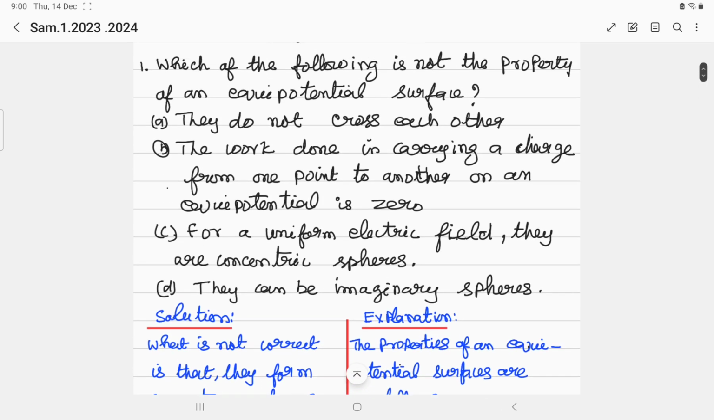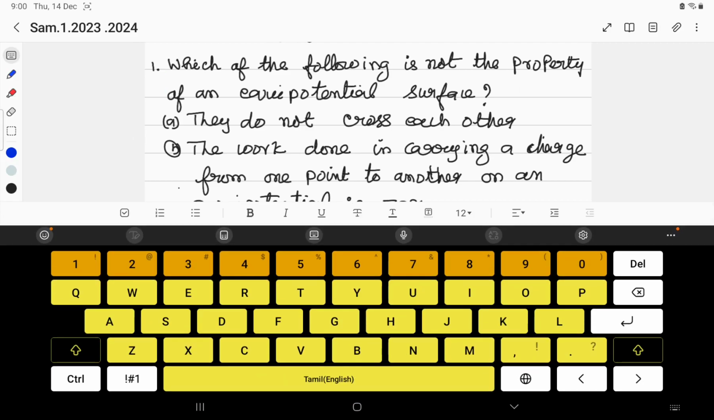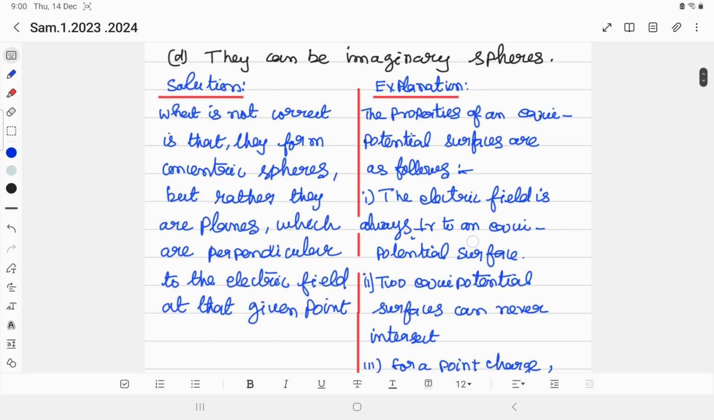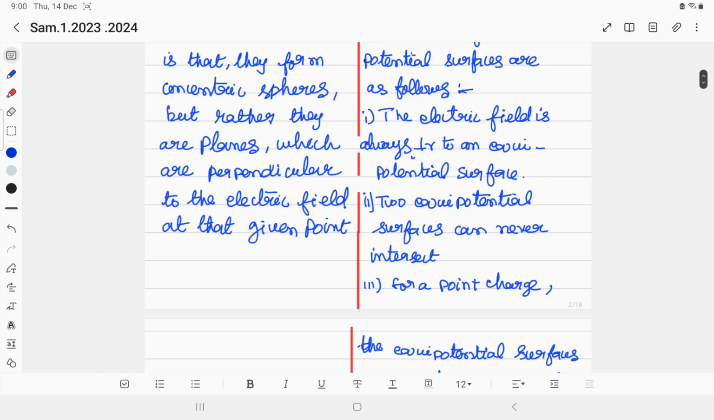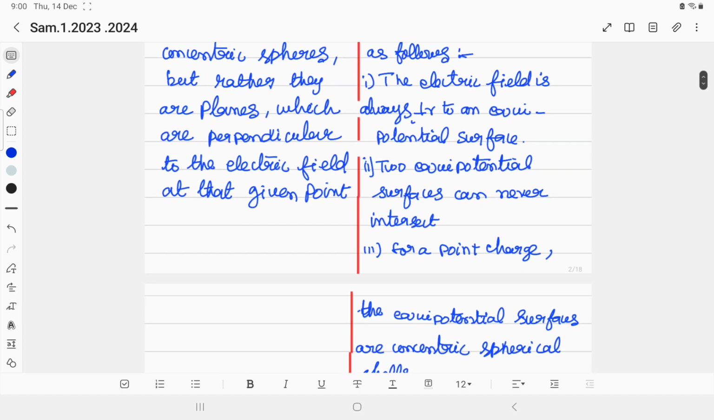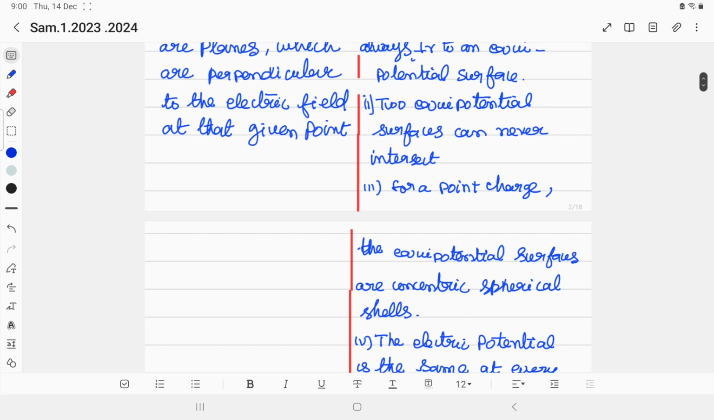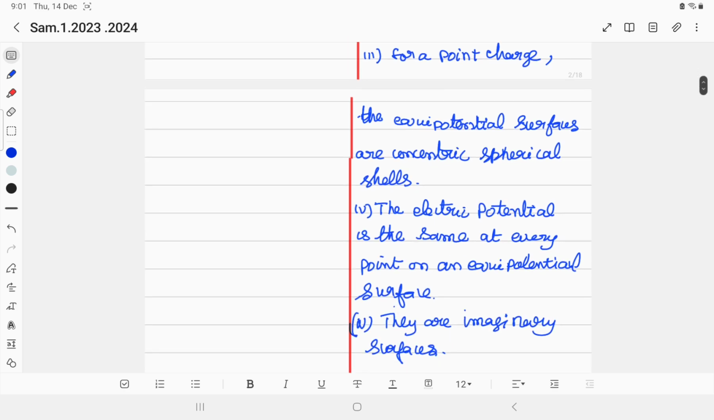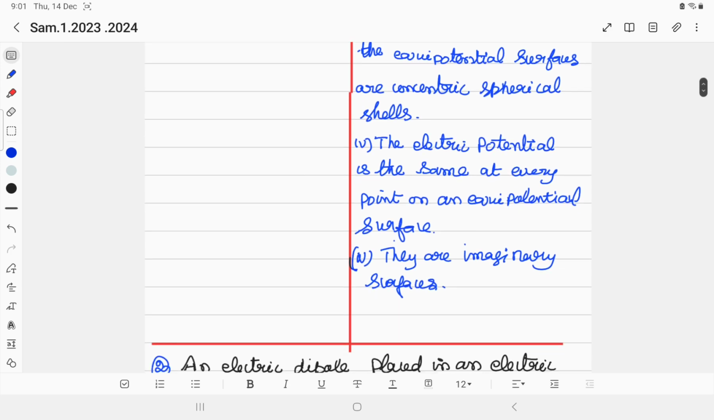First, you have to answer this question. Which of the following is not the property of an equipotential surface? So first we have to understand the properties of an equipotential surface. The electric field is always perpendicular to an equipotential surface. Two equipotential surfaces can never intersect. For a point charge, the equipotential surfaces are concentric spherical shells. The electric potential is the same at every point on the equipotential surface.